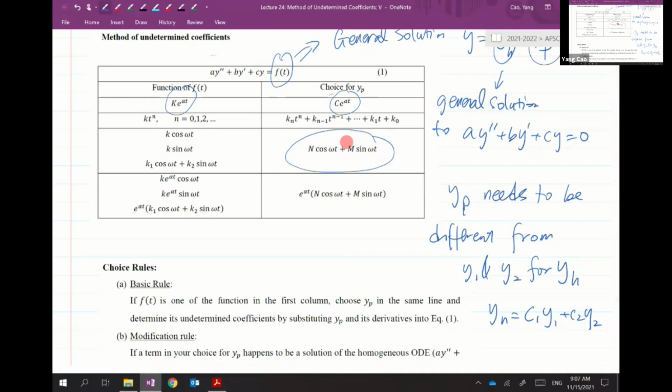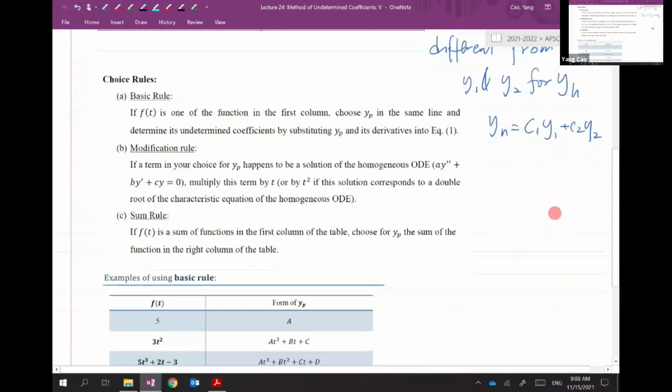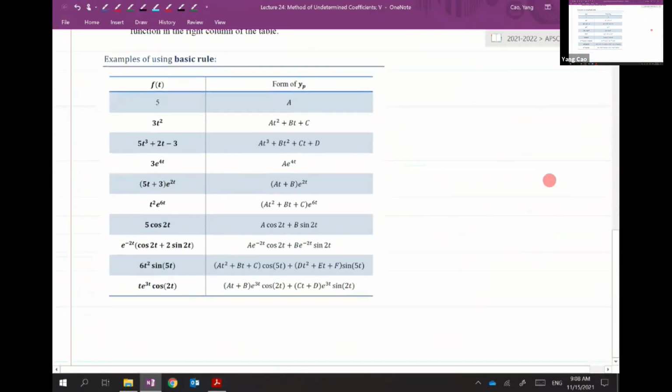So that's what we have done in the previous lecture, and we've done a few examples for each one of the different rules. Let's look at a few more examples today. This table is just an illustration of what you could do based on the f of t.